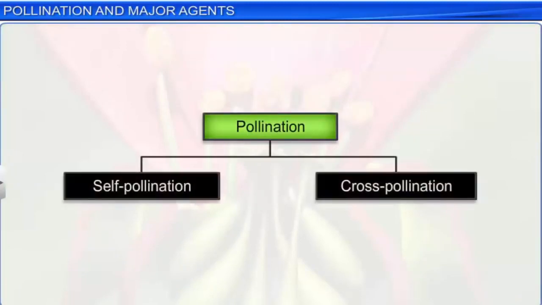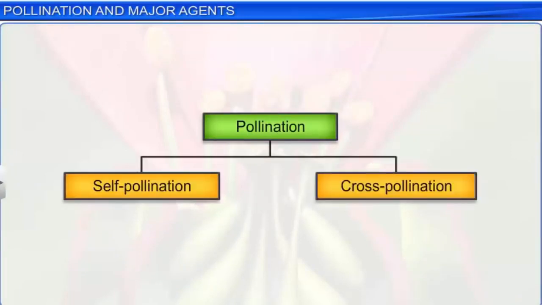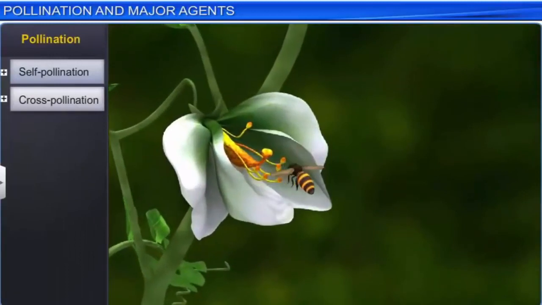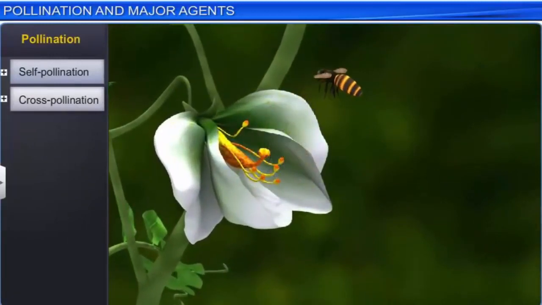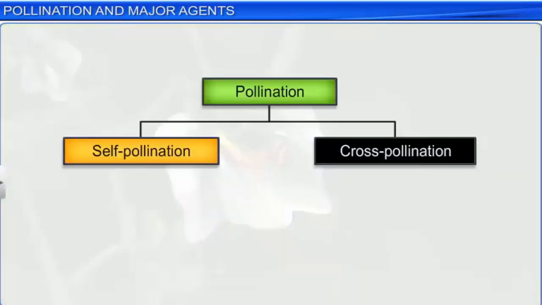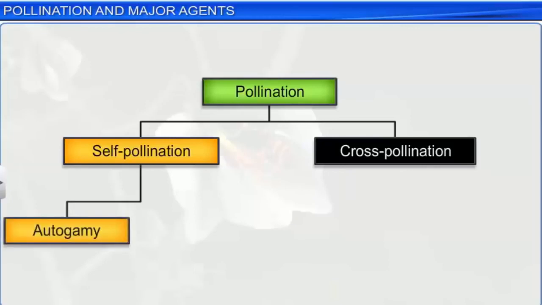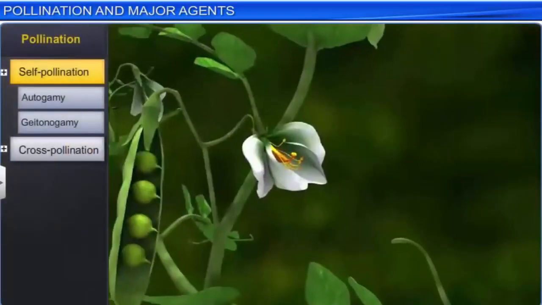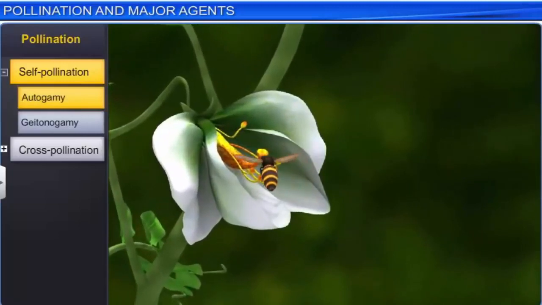Pollination can be of 2 types, self-pollination and cross-pollination. When pollination takes place within the same flower or between flowers of the same plant, it is known as self-pollination. In plants, self-pollination can occur either through autogamy or geitonogamy. In autogamy, pollen is transferred from the anther to the stigma of the same flower.